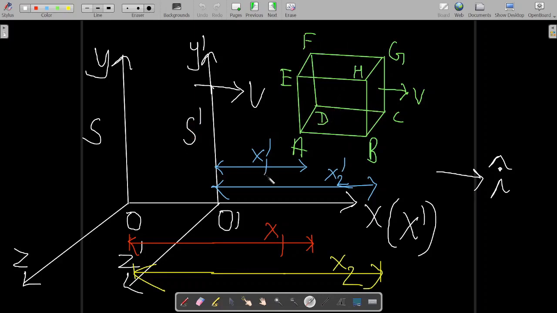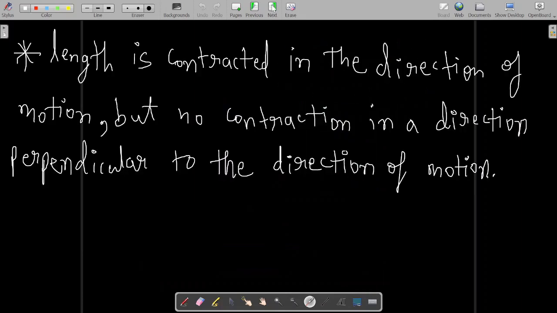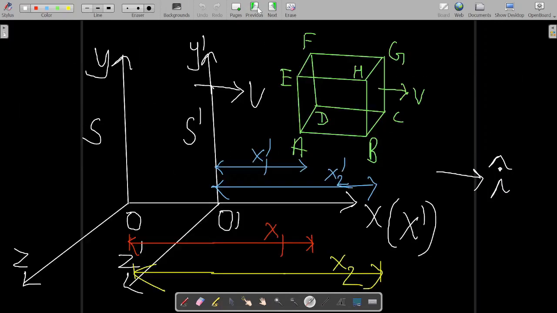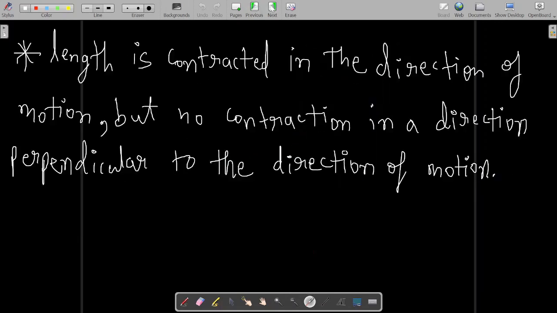So what is the proper length? Proper length will be x2 prime minus x1 prime. x2 prime minus x1 prime will be the proper length of AB, or you can say of DC or EH or FG, whatever. Okay, so the proper length will be x2 prime minus x1 prime. So x2 prime minus x1 prime is equal to the proper length in x direction, and let us denote it by small LOX. Okay, LOX. So that is the proper length in x direction. Okay, so this is the thing which we have seen.